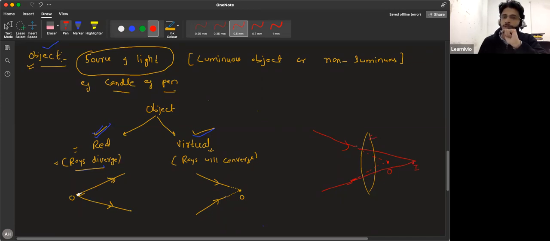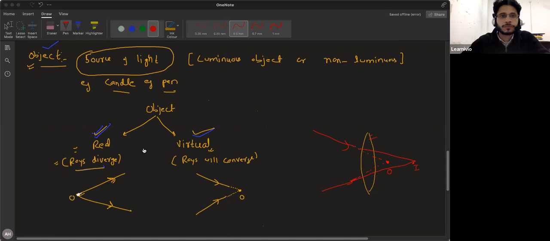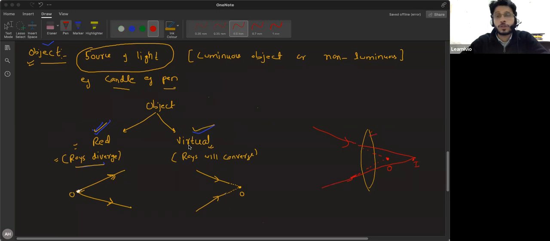If there is no lens, then they will definitely converge over this point. Virtual object doesn't mean they don't meet. Virtual object simply means that rays are coming from somewhere and they are converging. This is the definition for virtual object. In image, rays will not.